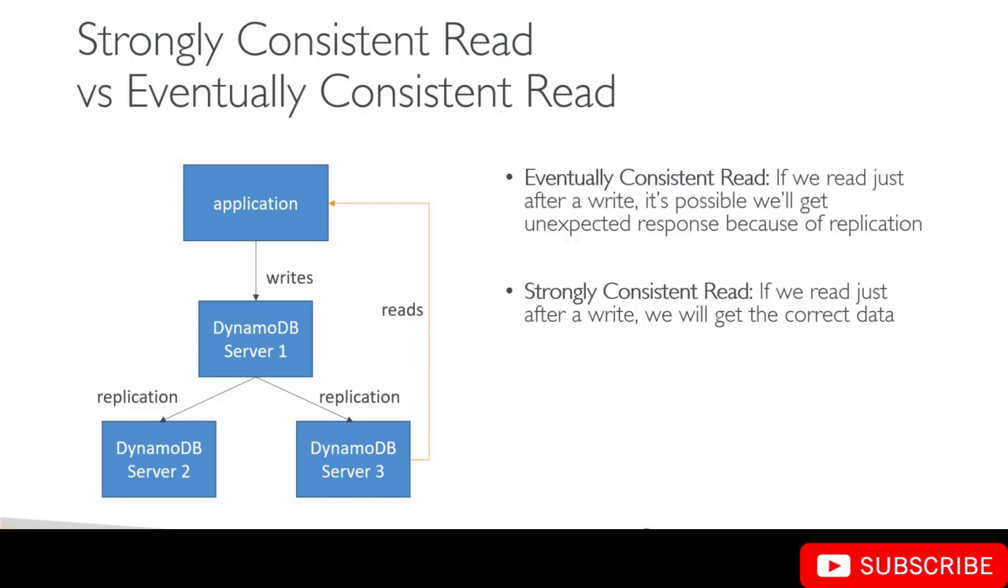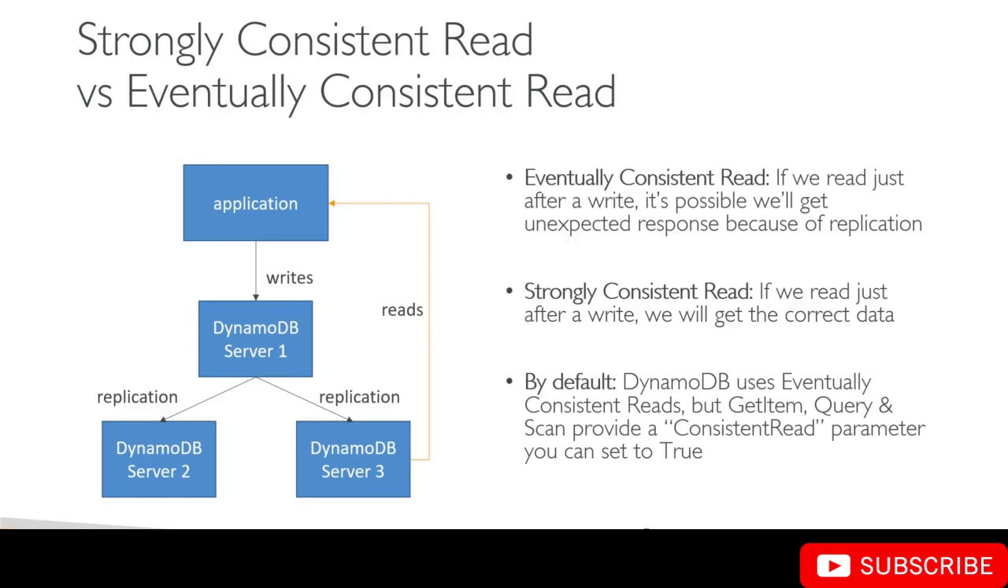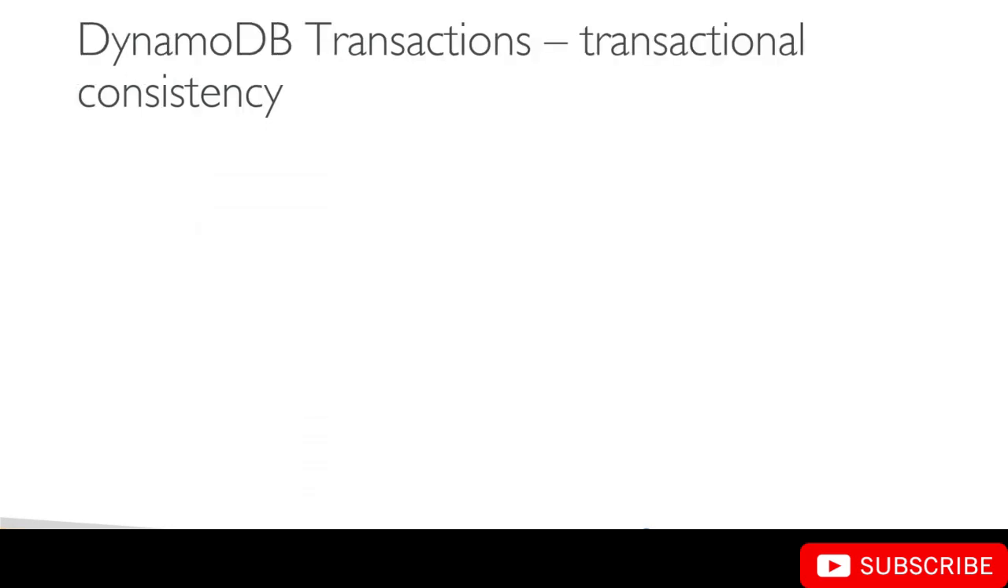Now, as we have discussed, by default, DynamoDB uses eventually consistent reads, but if you set the consistent read parameter in your get item, query, or scan requests, or in other words, in your read requests, then you can get a strongly consistent read. And now let's look at the transactional consistency, or DynamoDB transactions.